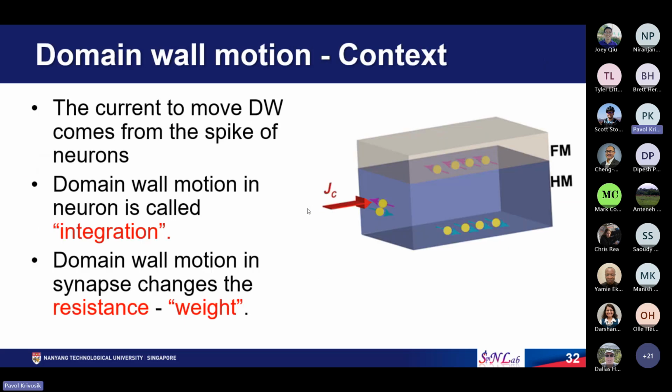And as I mentioned, the motion of the domain wall has a different meaning in the context of neuromorphic computing. If this layer represents a neuron, this neuron will receive electrical pulses from other neurons and accumulate them. This electric pulse will help to move the domain wall from one side to the other side, and this is what we call integration. In the case of synaptic application, let's say this is the free layer of a synaptic device. The current received by the synaptic device will move the domain wall and change the resistance of the device. So that's what we call weight.